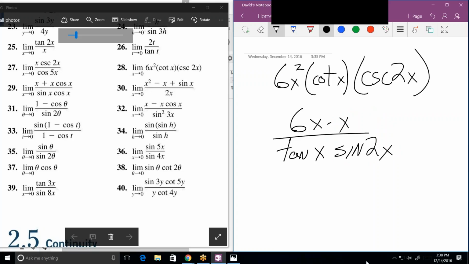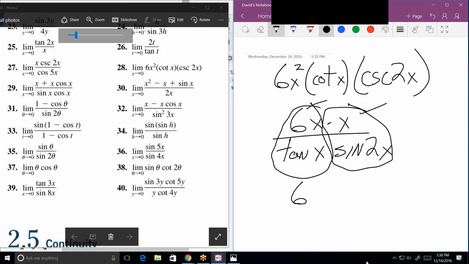So okay. We need to separate this thing out. Let's separate that and make it the product of those two functions. Because I know I can figure out the limit of that, and I know I can figure out the limit of that. You with me? Yes. Okay. So this becomes 6x over tan x times x over sine 2x.